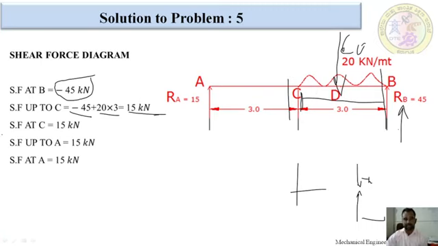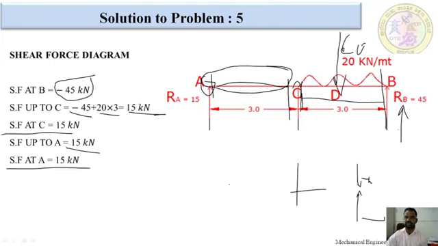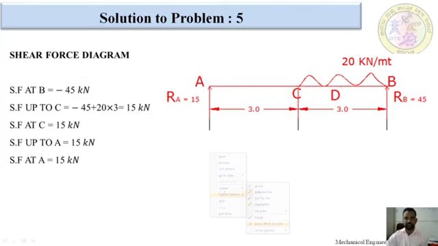At C also we are having the same load, because there is no load between these two points. We only have two loads, 45 and 60. For that reason, what we got up to C point, we will get the same value at C point also, 15 kilonewton. There is no load between points A and C, so up to A point also the same value, 15 kilonewton. Shear force at A is equal to 15 kilonewton. This completes the calculation of the shear force.